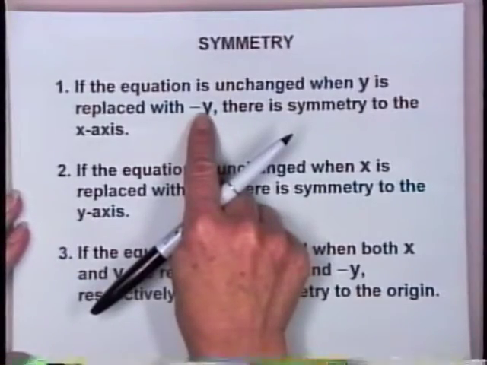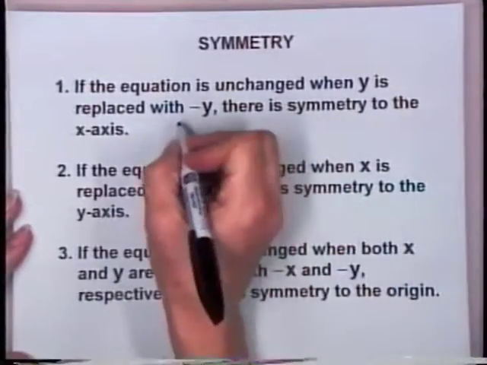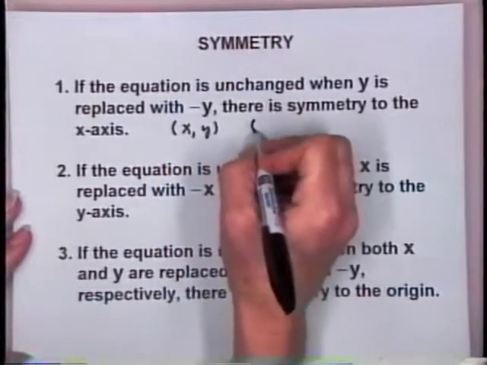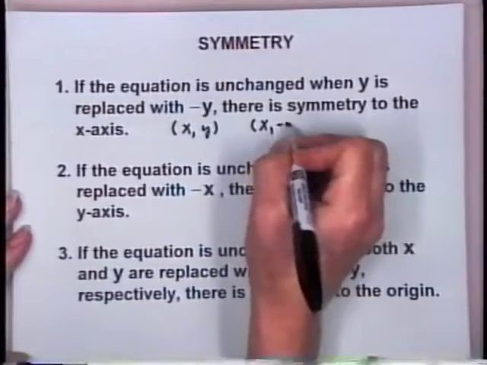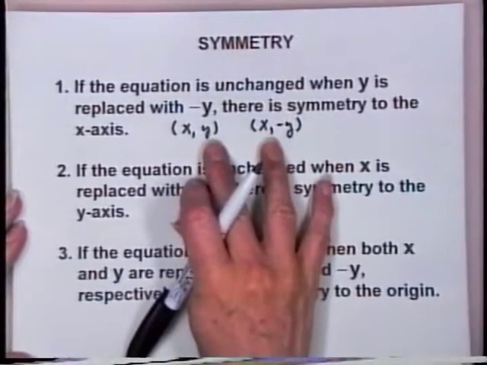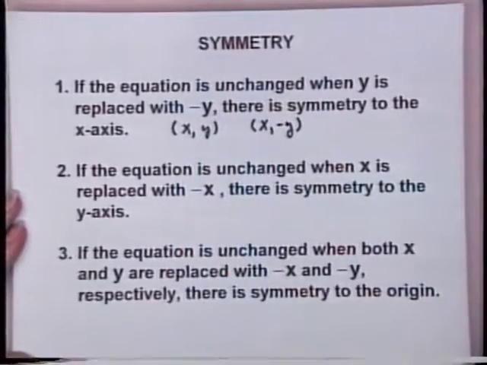So, basically, in terms of points, what this is saying is that if I have an x-coordinate with a certain y-coordinate, I will have the same x-coordinate, but the y will change its sign to negative y. These points will both be on the graph. Okay?